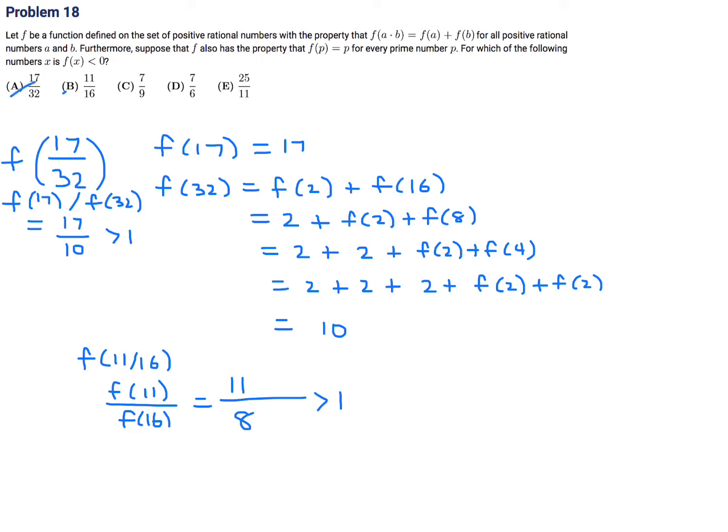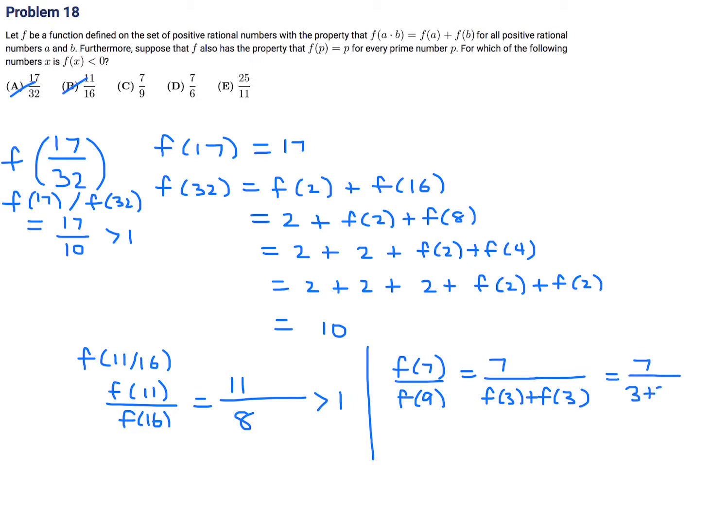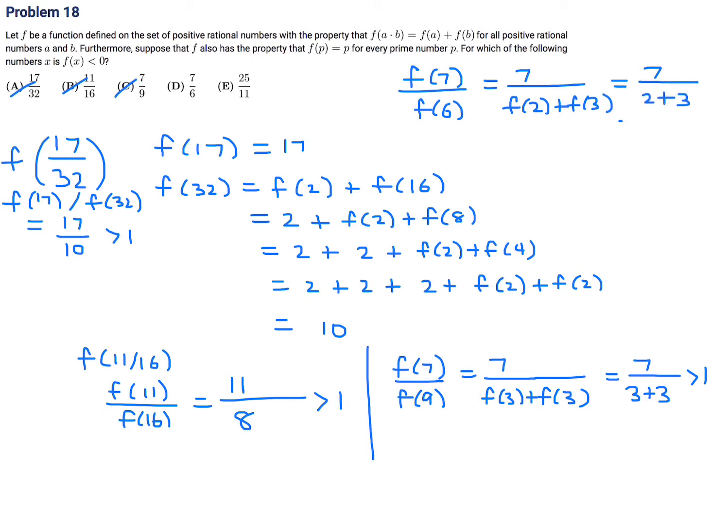Okay, so that's gone. How about the next one? 7 over 9, f at 7 over f at 9. F at 7 is just 7 because that's prime. F at 9 is f at 3 plus f at 3. Since those are prime, you have 7 over 3 plus 3, 7 over 6, which is greater than 1. That's gone. Okay, eventually we're going to get it. F at 7 over f at 6. So that's 7. And this looks like f at 2 plus f at 3. And that's 7 over 2 plus 3, which is 7 over 5, which is greater than 1.